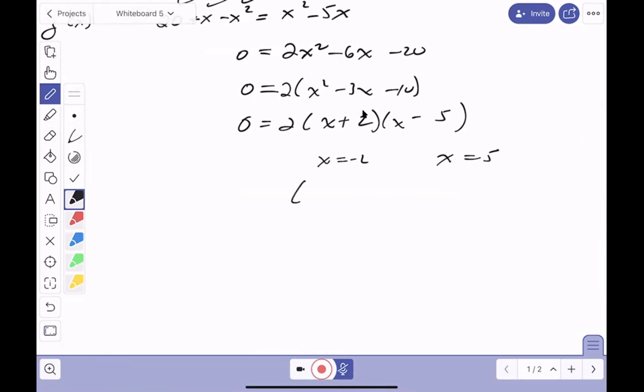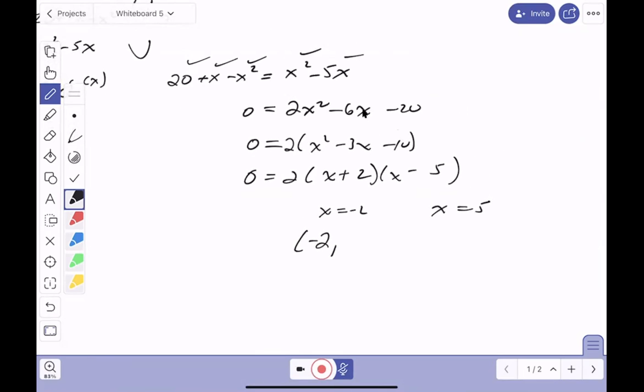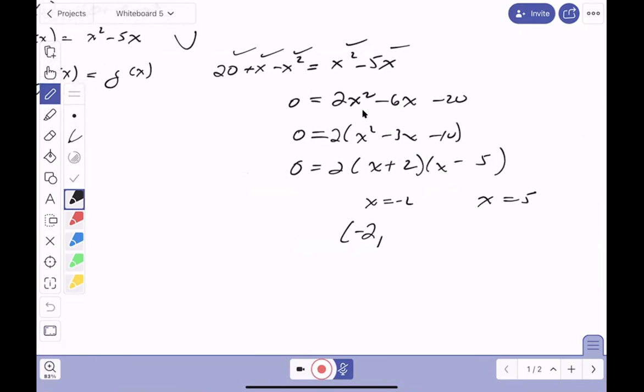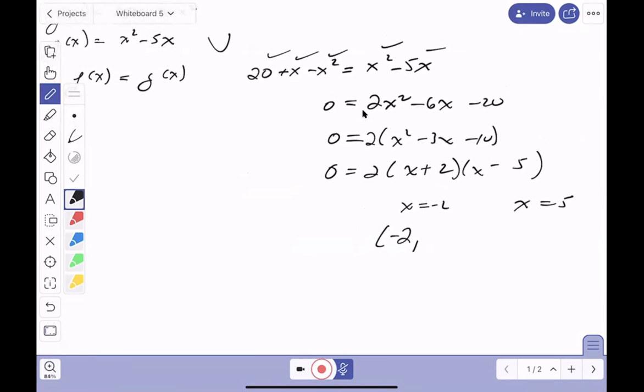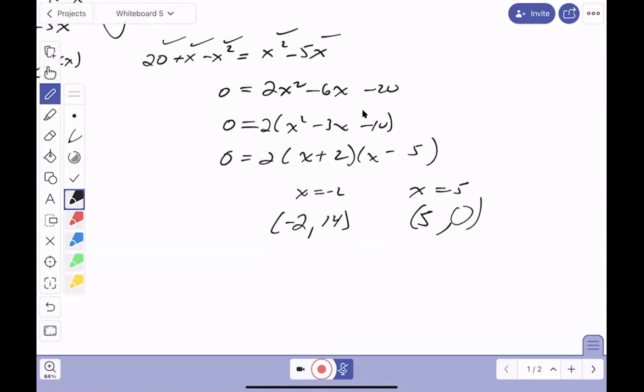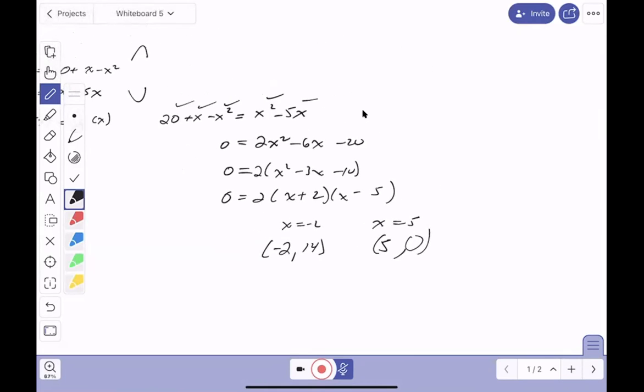So what's the point going to be? For minus 2, either equation is fine. I'd probably choose g because g is so easy. Minus 2 would give you 4 plus 10, 14. And then I put 5 down. What would that give me? 25 minus 25, which would be 0. So what do I know? I know where they meet.